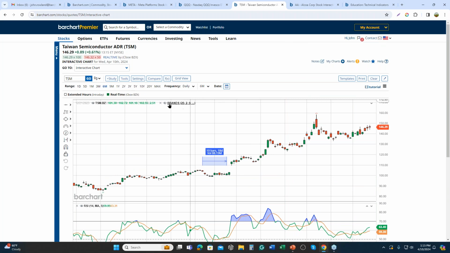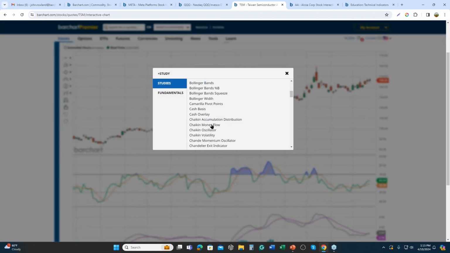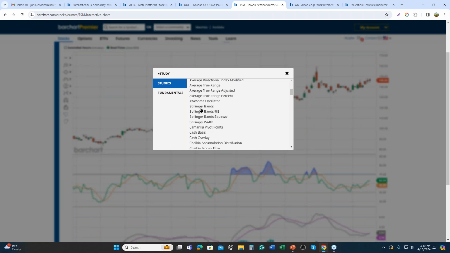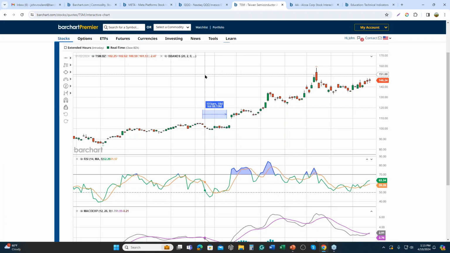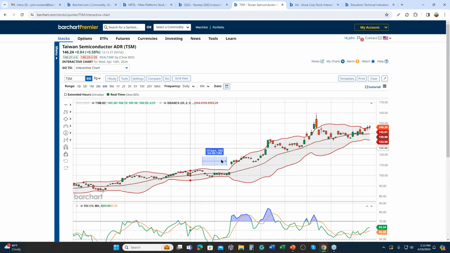So what I did was I went into studies and I just added Bollinger Bands. And that's what I've done up here. And I've just turned it off for the visualization. There's a little eye here. I'm going to turn that back on.